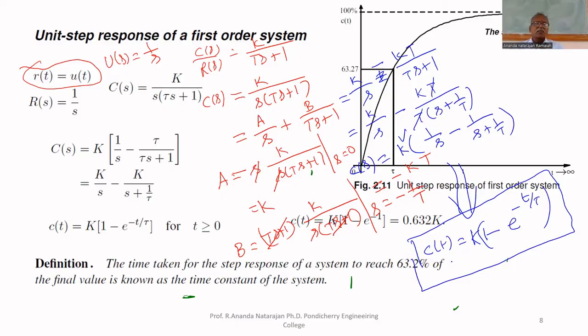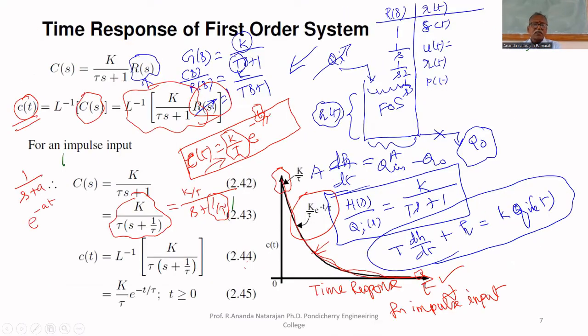To plot this, we have to vary t from 0 to infinity. If you substitute t equal to 0, C of 0 equal to what? K multiplied by 1 minus e power 0, which is 1, so that is equal to 0. So the step response starts at 0. Where does the impulse response start? The impulse response starts at K by tau.